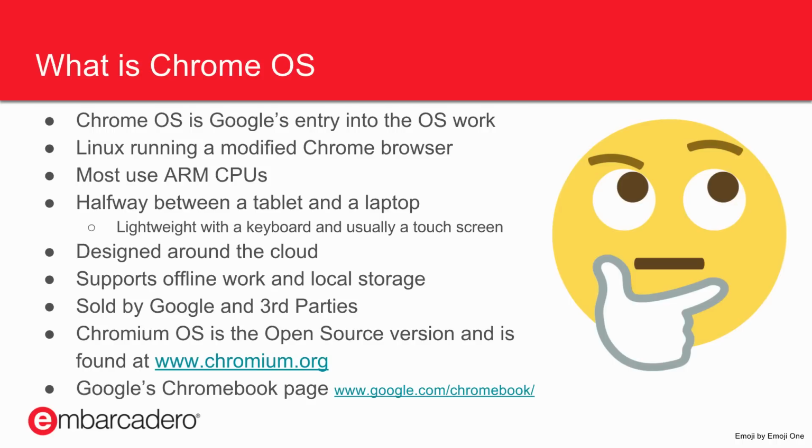They do support offline and local storage as well as working in the cloud. They usually have decent sized storage, or you can put an SD card in them as well. They're not exclusively made and sold by Google, although Google does have some Google branded ones. They're also made by third parties, much like how Google deals with Android. They are based on Chromium OS. Chromium is the open source version of the Chrome browser, and Chromium OS is the open source version of Chrome OS. You can find more information about that at the chromium.org website. And then Google's Chromebook page is available at google.com/Chromebook.